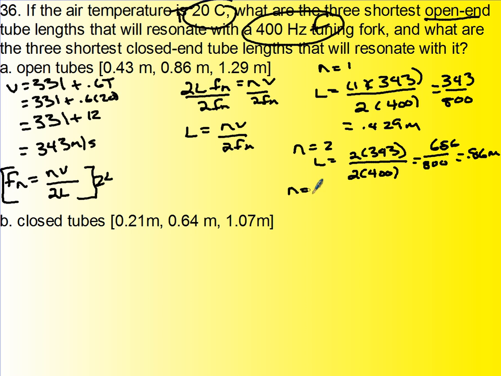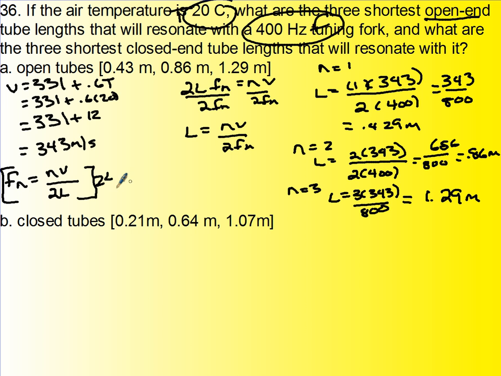For n equals 3, L is 3 times 343. I'm going to just put 800 here because I've done it several times. 3 times 343 divided by 800 is 1.286. Let's call that 1.29 meters.